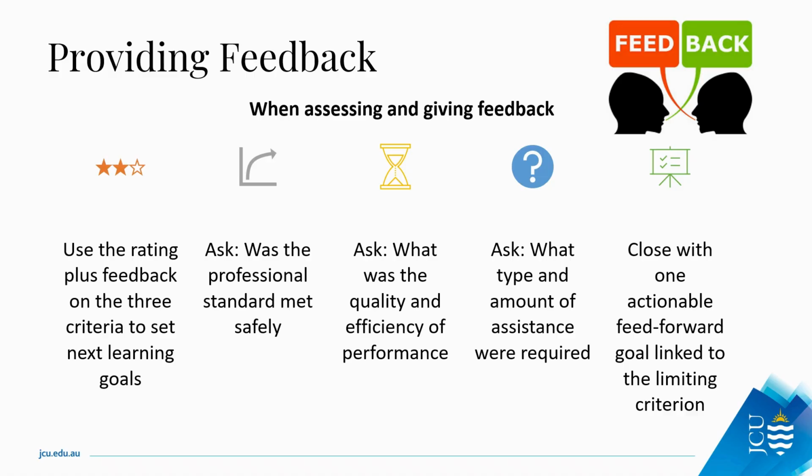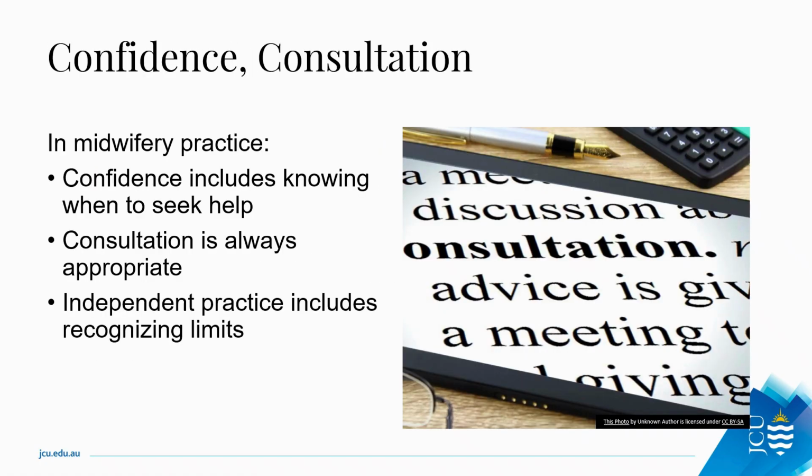After you determine the level, name the limiting criterion and set one action feed forward goal. For example, rated assisted because frequent verbal directive cues were required to sequence equipment. Assistance criterion. Next time, prepare and lay out equipment in procedural order, then verbalize the sequence before commencing. Keeping feedback tied to criteria makes it clear, consistent, and focused on the student's very next step, and helps assessors across settings make comparable decisions.